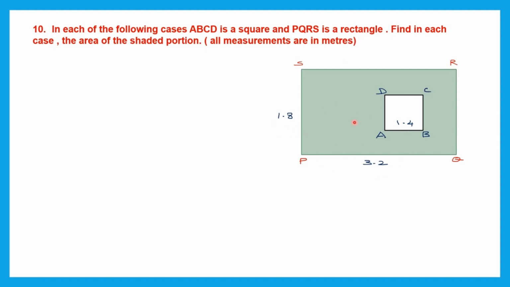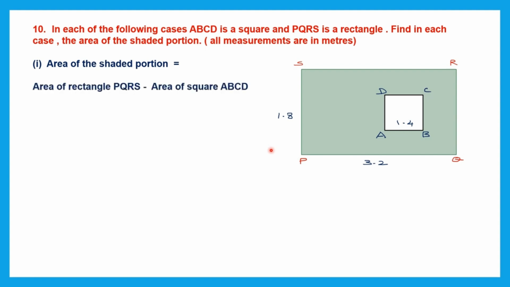So here, to find the area of this shaded portion, what should we do? First, we must find the area of this rectangle. Then we must find the area of this square. Then when we subtract both the areas, we will get the area of this shaded portion. So let's begin. Area of the shaded portion will be area of the rectangle PQRS minus area of the square ABCD.